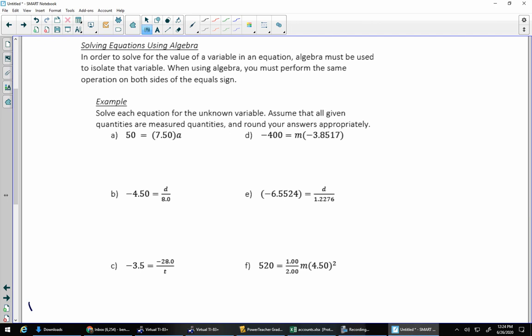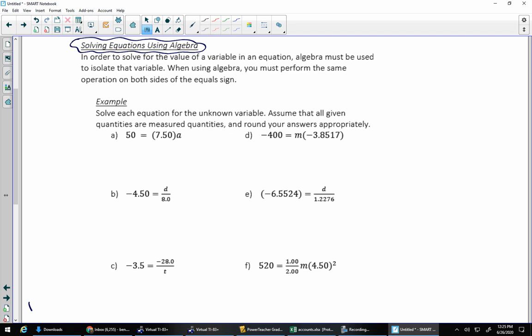Hey everybody, in this video we're going to go over one of the most important skills for all of high school physics. It is solving equations using algebra. If you can't do this, Physics 20 is going to be quite the challenge for you. So let's jump in and have a quick review of how to go about doing this.